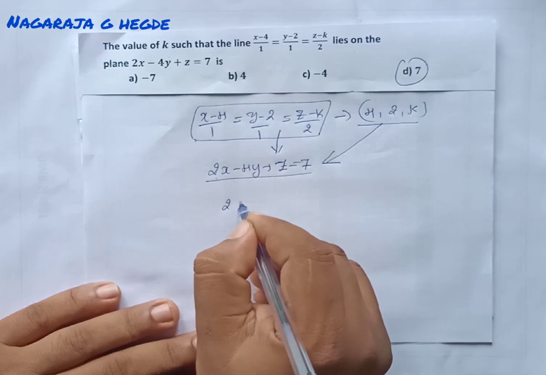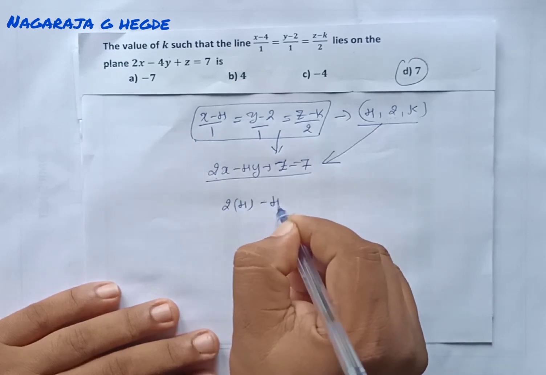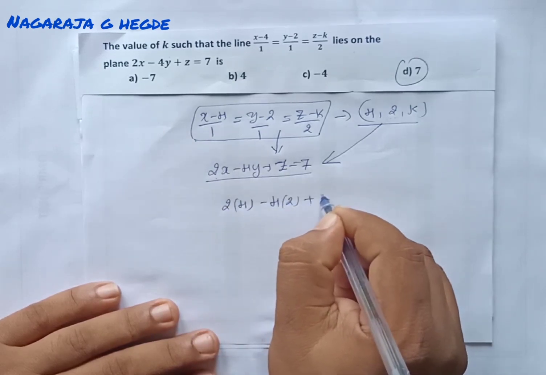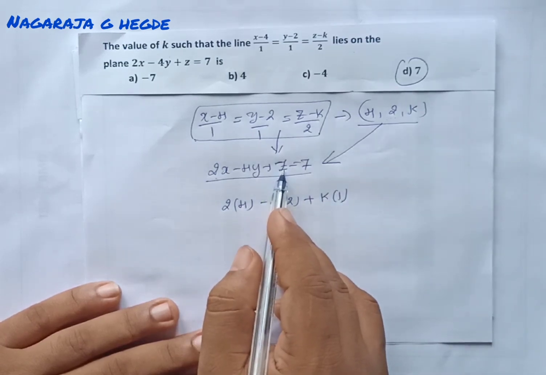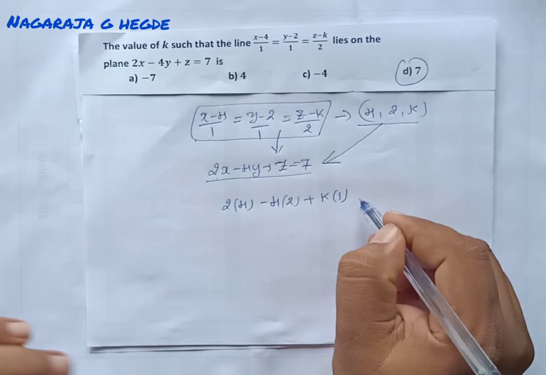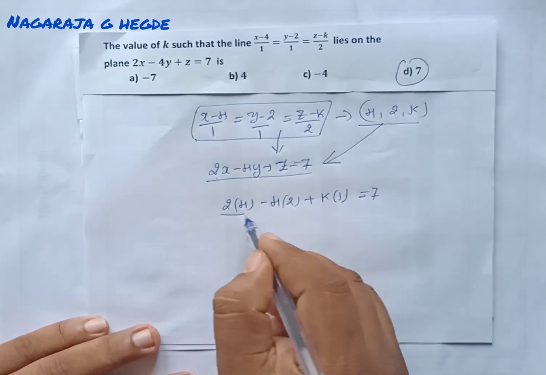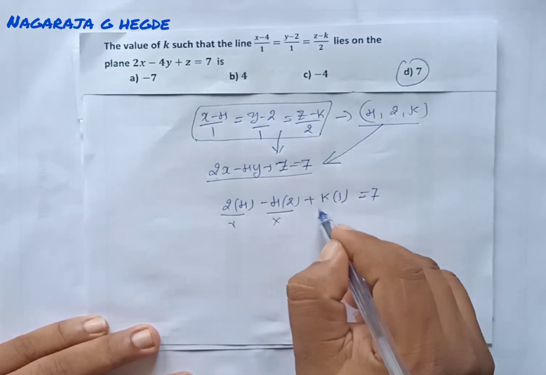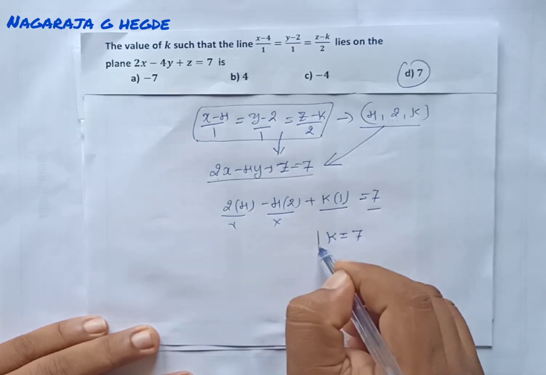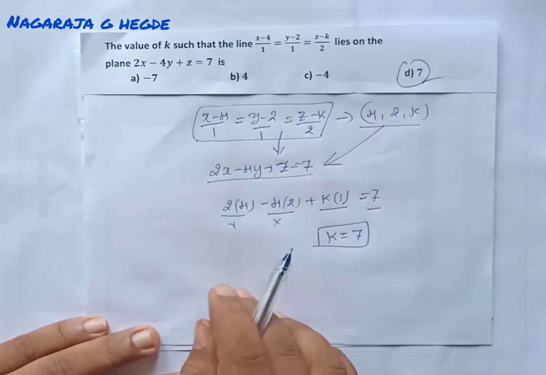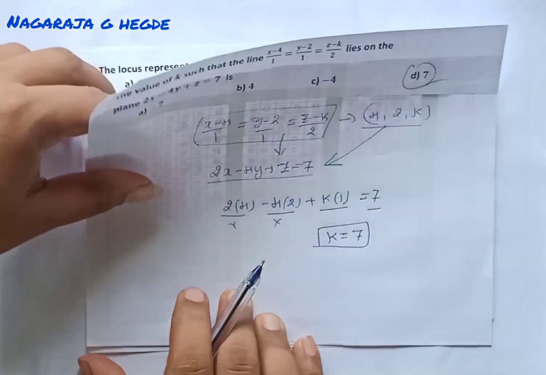That is 2 into 4 minus 4 into 2 plus k into 1. The coefficient is 1. Equate to 7. 8 minus 8 cancel. k equal to 7. The required answer is k equal to 7. Option D is the correct one.